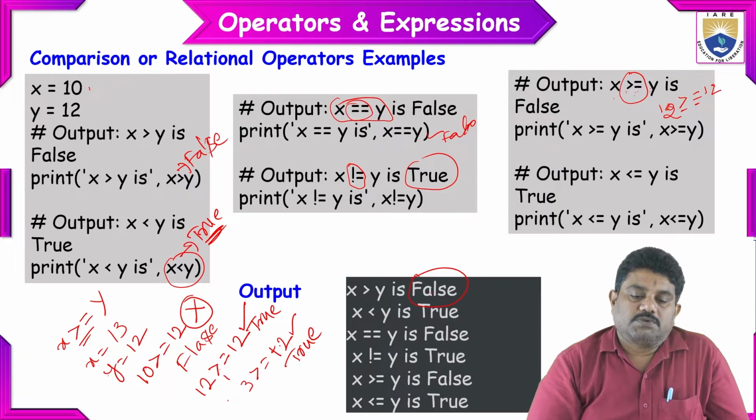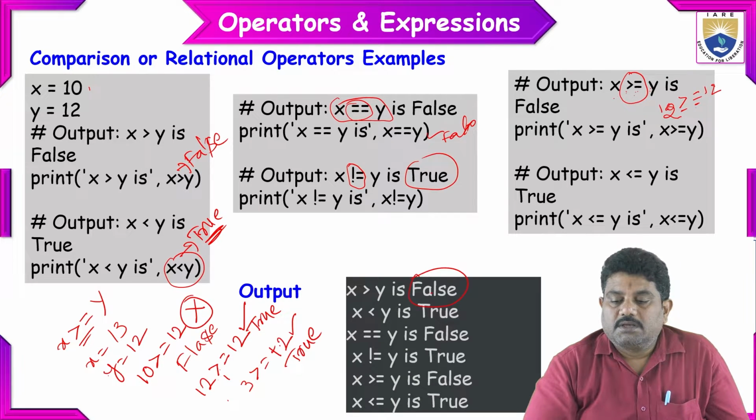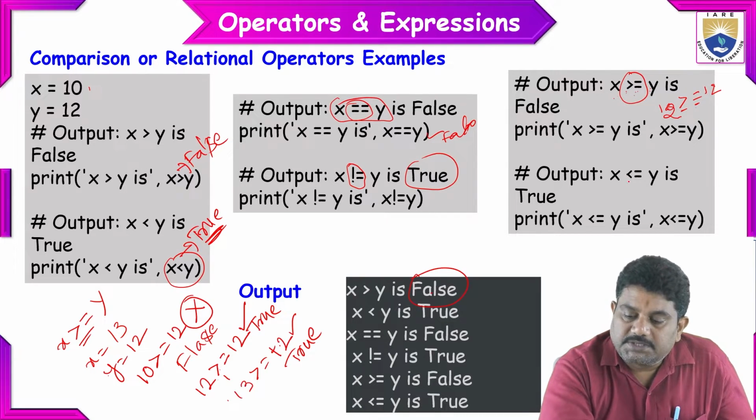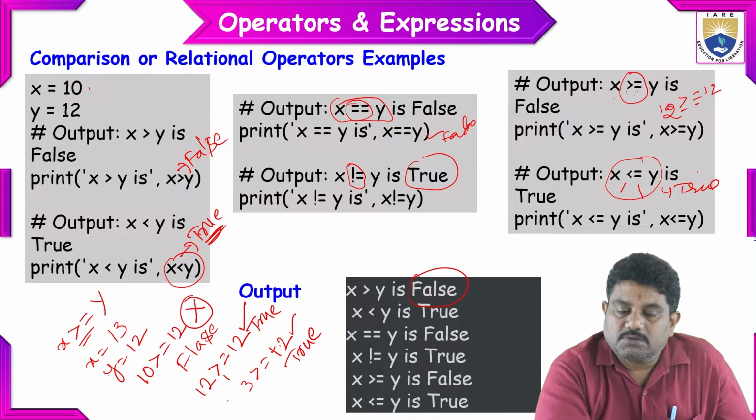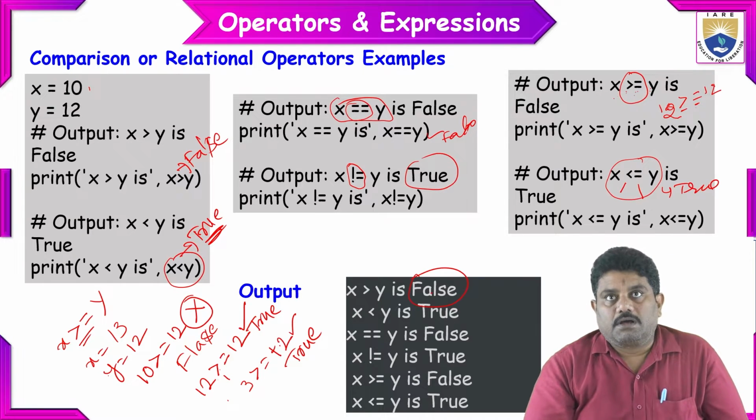Similarly, the next one is x less than or equal to y. In this case also, there are two conditions: less than and equal. If x value is less than y, then it is true, or if x value is equal to y, then it is true. In these two cases, this expression becomes true and it returns true. Otherwise, it returns false. So those are the comparison or relational operators.